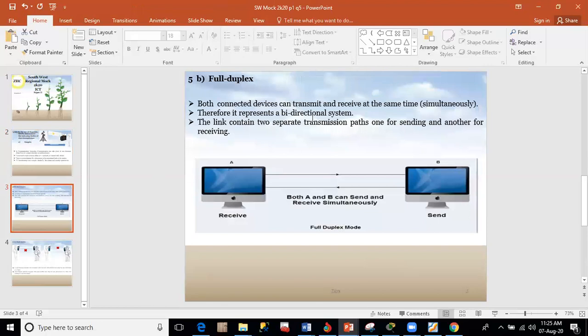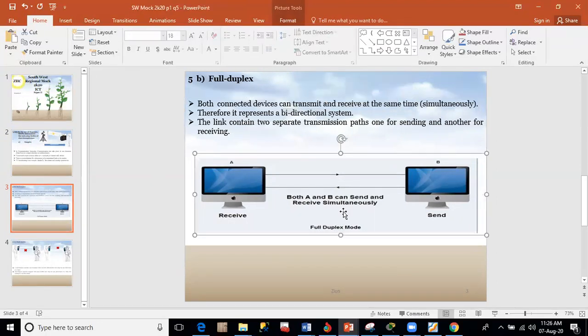Okay, for the full duplex, it means that you can transmit and receive at the same time, which means it is bidirectional. Like the Android phones you use today, when you are communicating with somebody, the person can be talking while you are talking at the same time. So when you are talking, you are transmitting, and the person is talking at that same time, you are receiving what the person is saying.